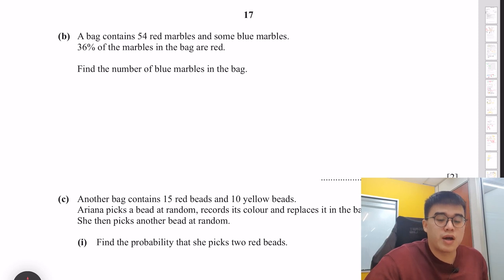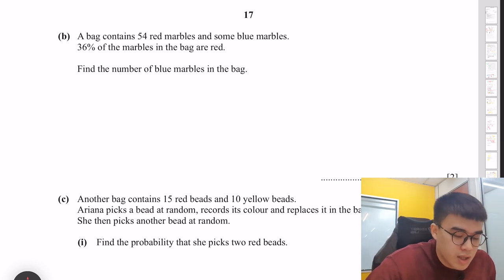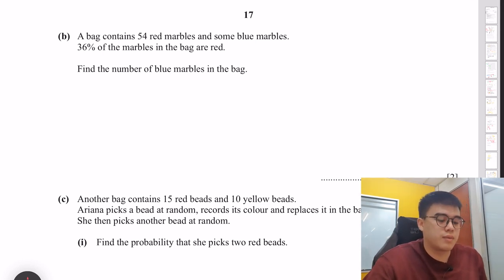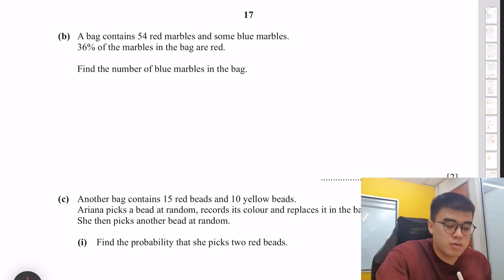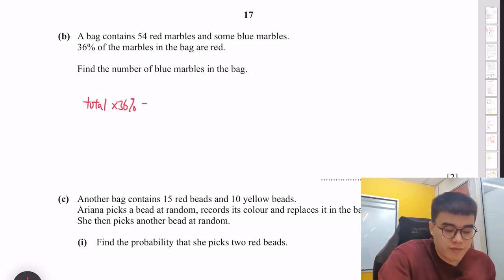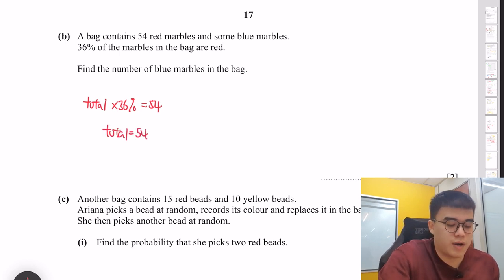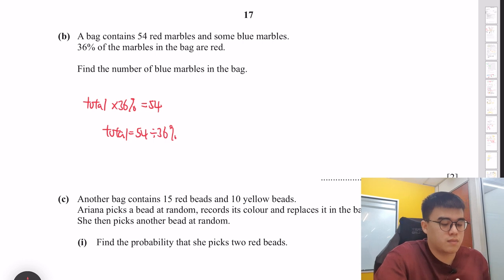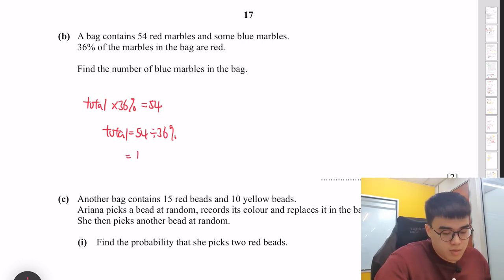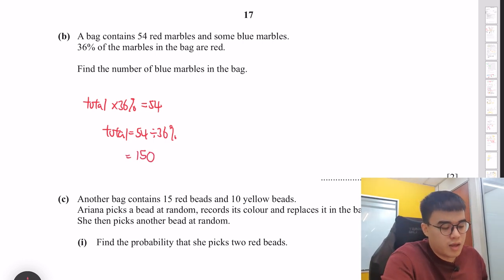Moving on to part B. A bag contains 54 red marbles and some blue marbles. 36% of the marbles are red. So total times 36%, you will get 54. So total will be 54 divided by 36%, you will get 150. So from this 150, you minus off 54. And you get blue, which is 96.